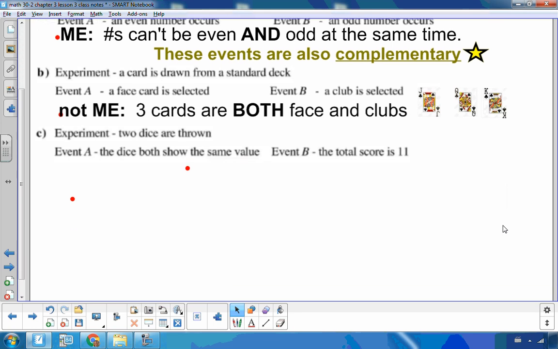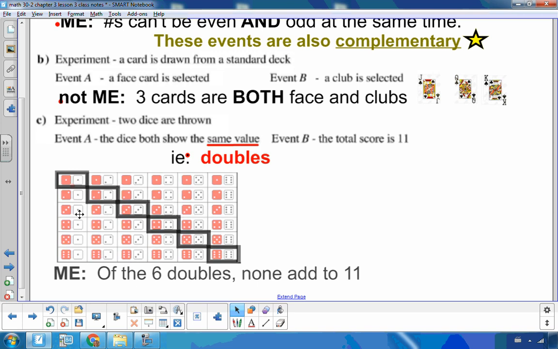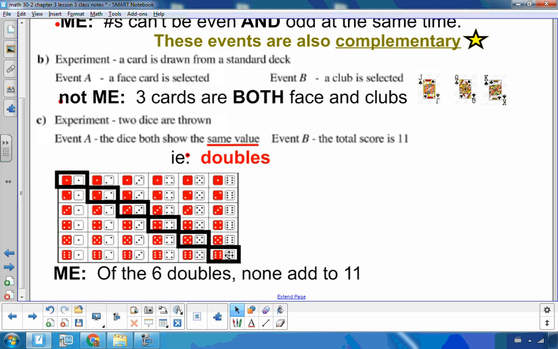Okay, next event. I'm throwing 2 dice, and I want to look at having the dice show the same value, which is doubles, or having the total score be 11. So back up here, can both events happen? Can you get a number that is doubles and 11 at the same time? Well, let's look at the dice. On the diagonal, these are all the ways of getting doubles. If you add these up, none of these add to 11. So can both happen? No, these are mutually exclusive.